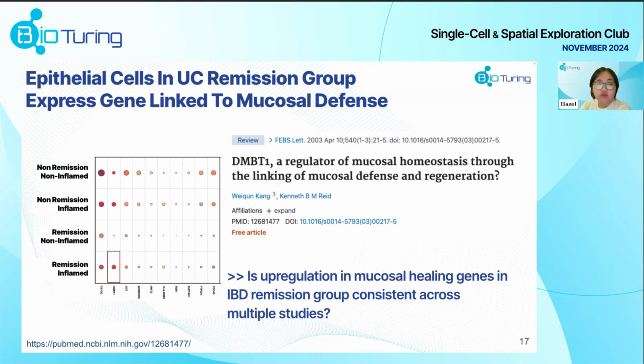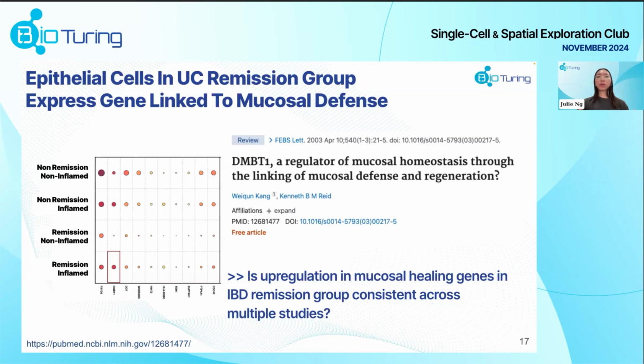Okay. Just to sum up, we have CD74 for Crohn disease and DMBT1 for ulcerative colitis as the genes that you would like to highlight for this comparison, right? Yes, that's right. Okay. So based on this finding, what questions, what can we find next from this?